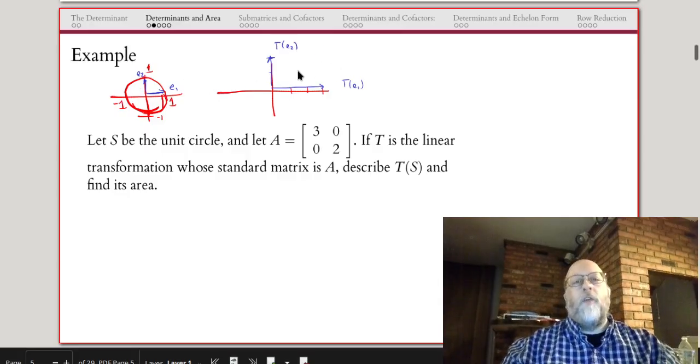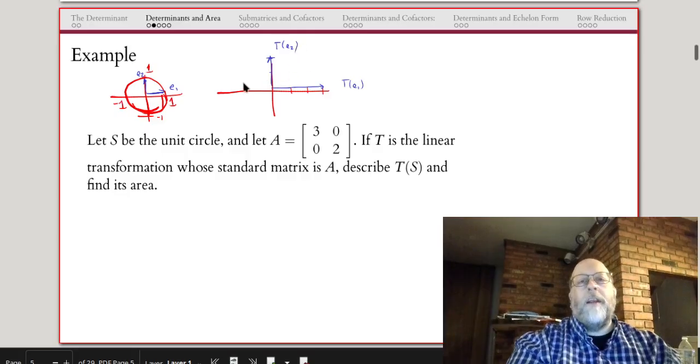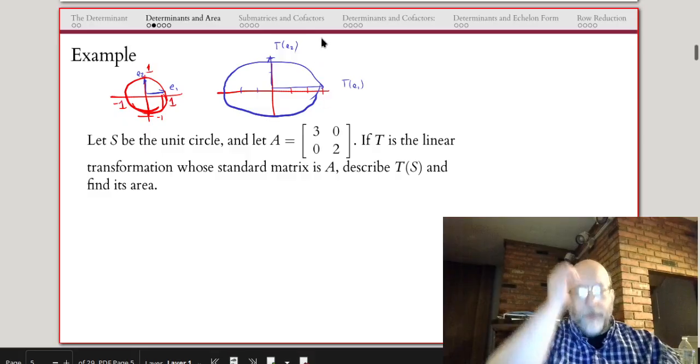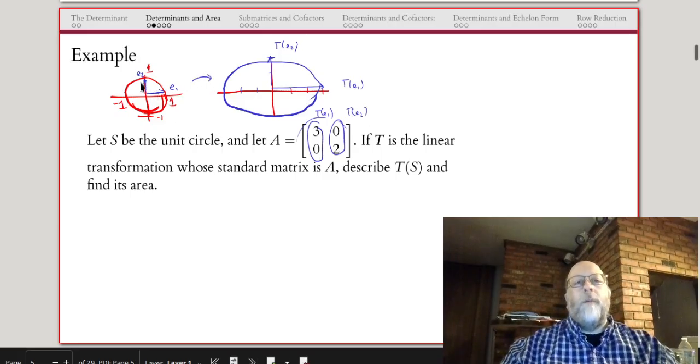And so this circle is going to get stretched out into an ellipse. It should have been a little wider on the other side. Let's try that again. Let's see, negative 3. How about that? A little bit better, maybe. So T is the transformation based on this standard matrix, where the transformed version of E1 is here, the transformed version of E2 is here. Then the transformed version of the circle is this much bigger ellipse.